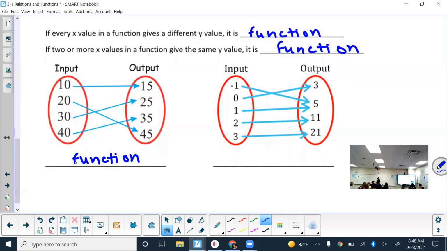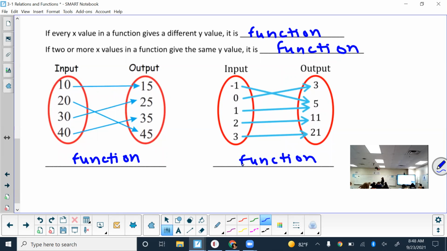Look at your x's, don't even look at your y's until you're done looking at your x's. Are there any x's that repeat? X's are inputs. No, each x points to one single number, right? Not different numbers. So this one is a function.